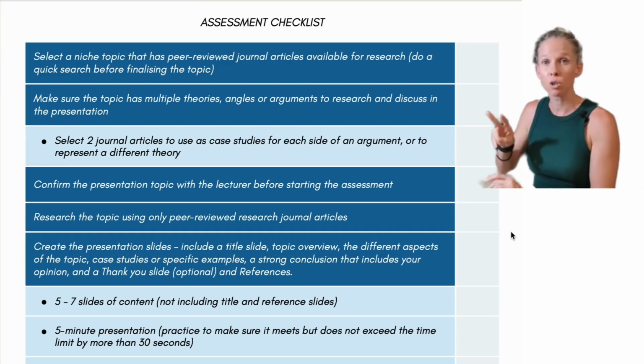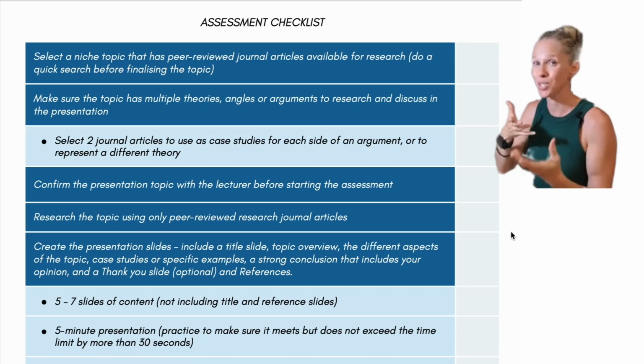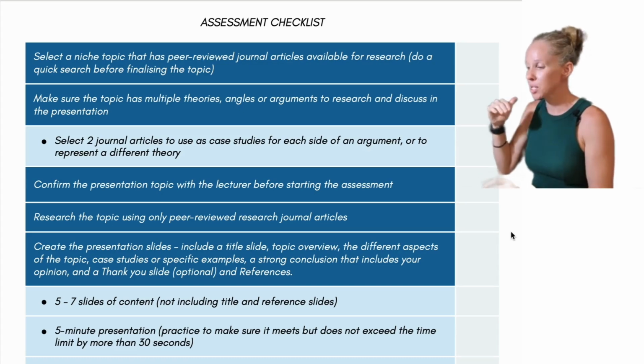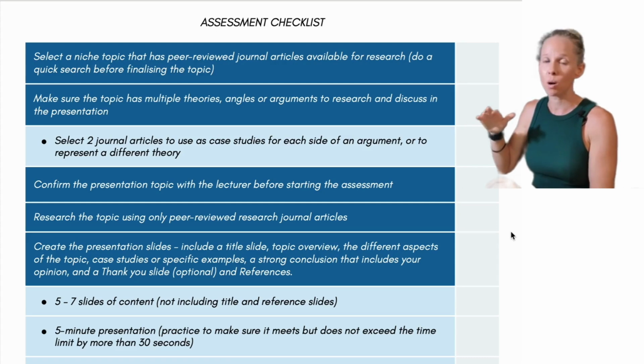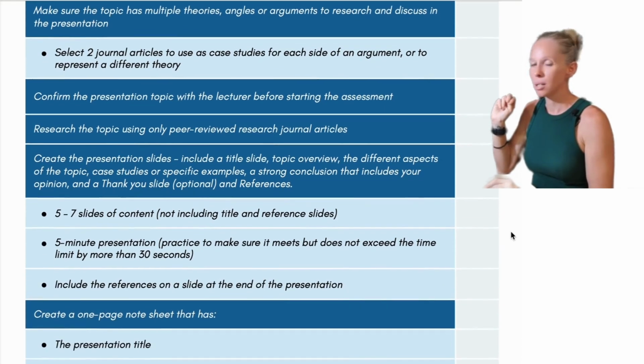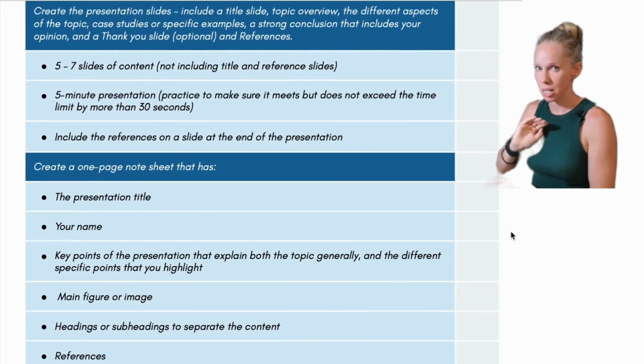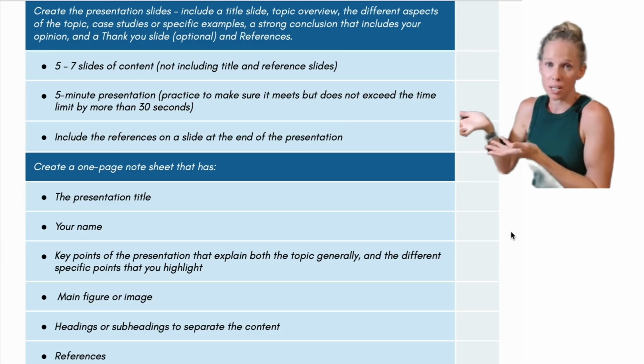I would select two because the presentation is five minutes. So that gives me just enough time to talk about each of them. I would confirm the presentation topic with a lecturer before starting, 100%. I would research the topic using only peer-reviewed research journal articles, and I know I would need at least two references because I would be using those as the case studies. I would then create my presentation slides. I put that down in the checklist because I have to do that.